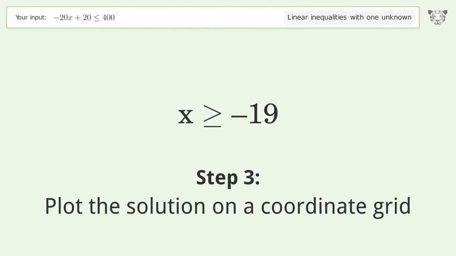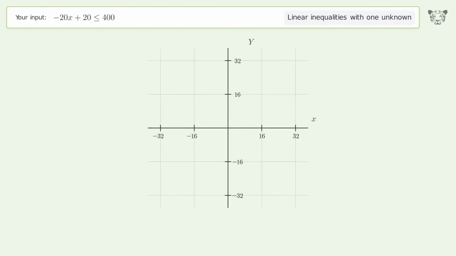Plot the solution on a coordinate grid. And so the final result is x equal or greater than -19.